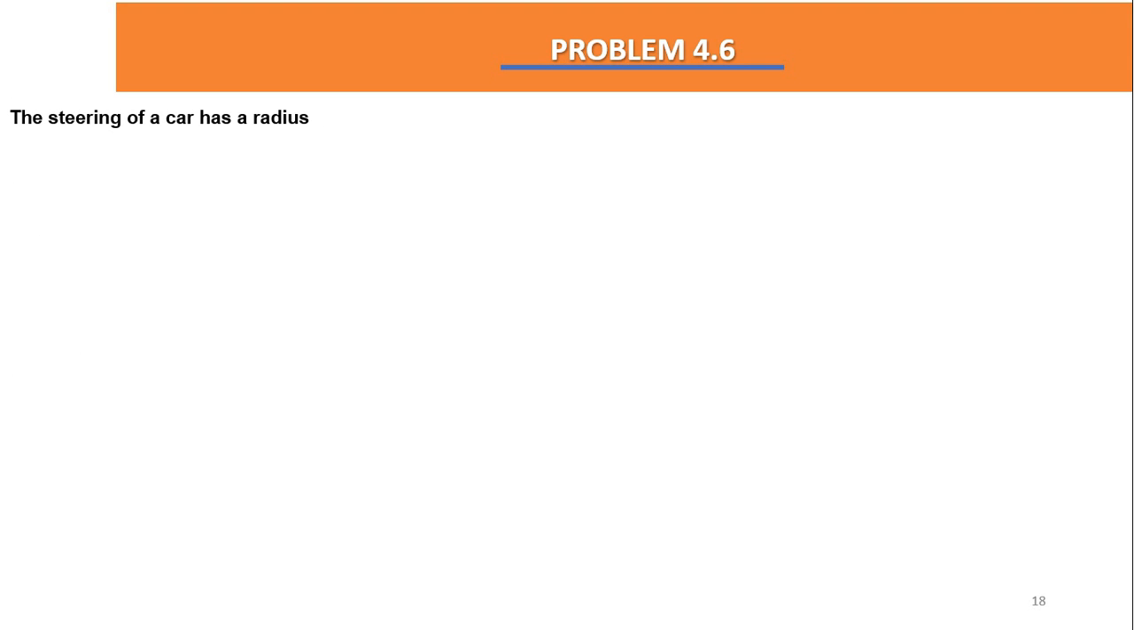Now problem 4.6: The steering of a car has a radius of 16 cm. Find the torque produced by a couple of 15 Newton.